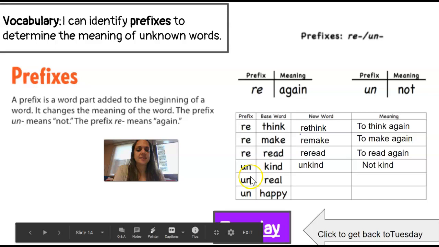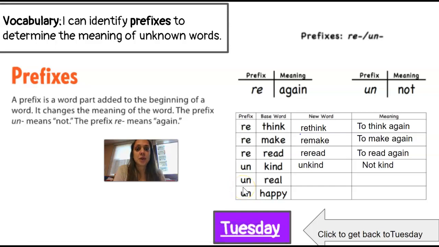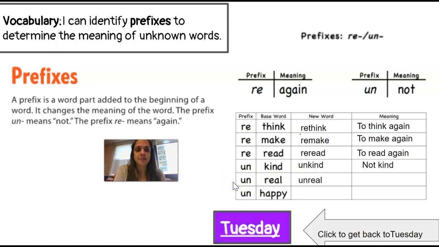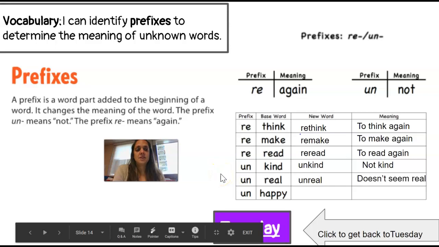This one's a little tricky. Our base word is real, and our prefix is un. Again, we're going to make a new word by adding our prefix to the beginning of our base word. Our new word is unreal. Real means that it could happen or did happen. Unreal, we think, not going to happen or not really happening. So unreal means doesn't seem real.